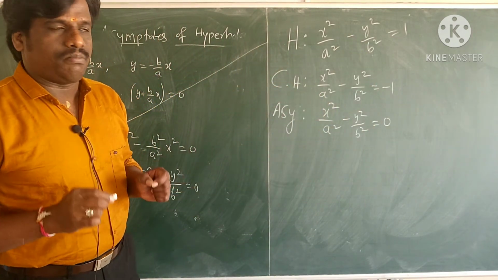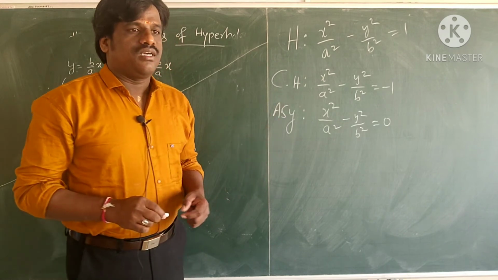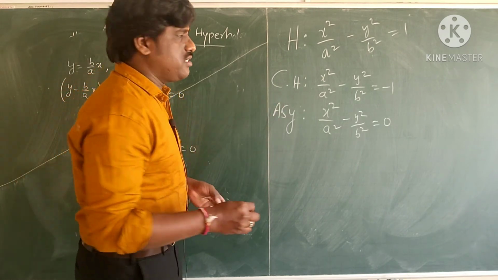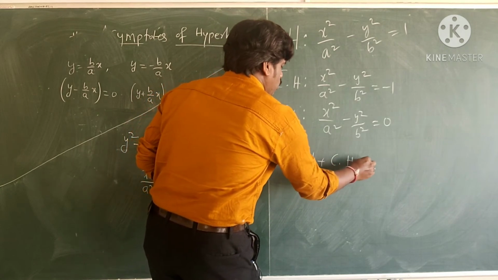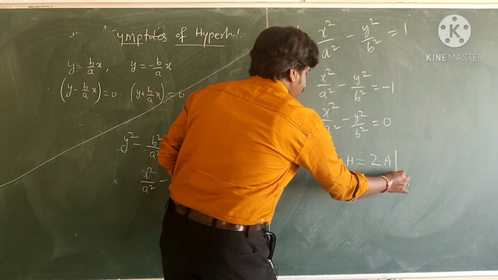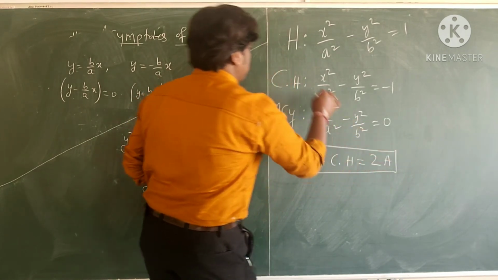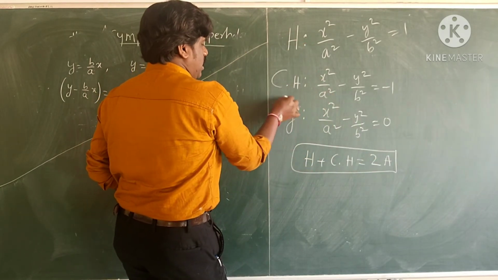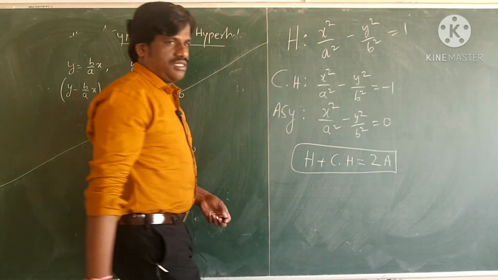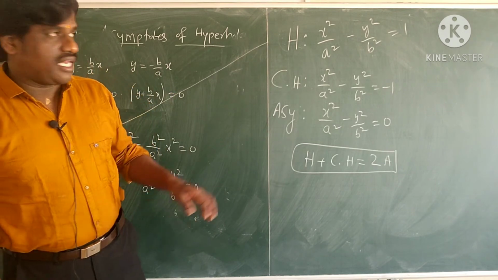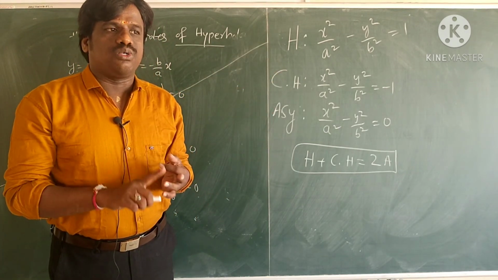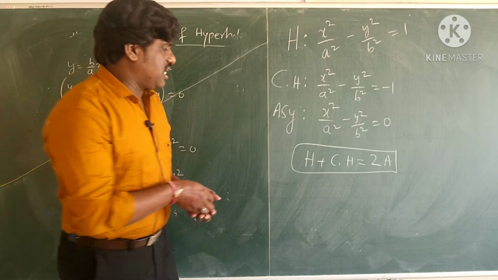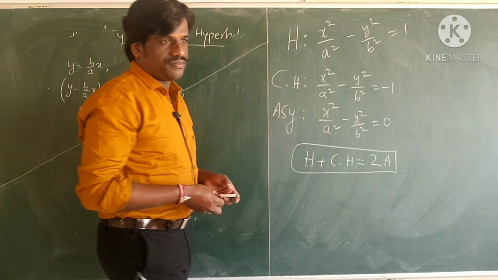The relationship between these three is H plus CH is equal to 2A. Now when you add these two, you get double of the asymptote, the equation of asymptote. So the relationship between them is H plus CH is equal to 2A. 2A means the equation of asymptote.